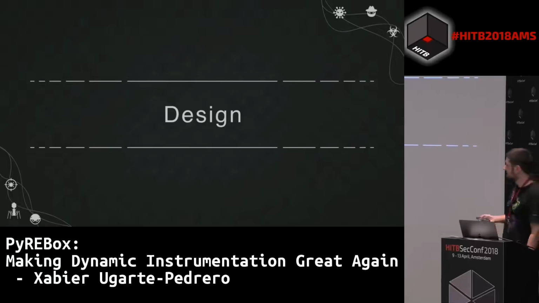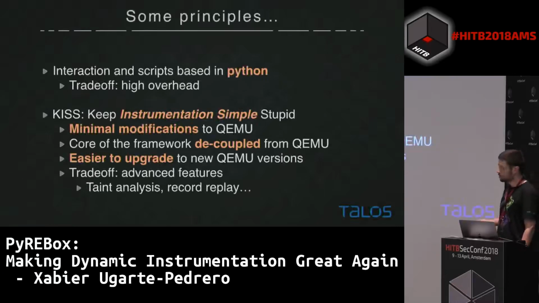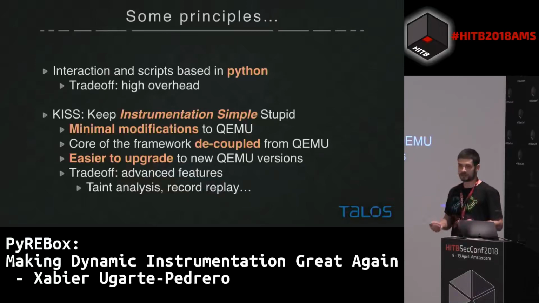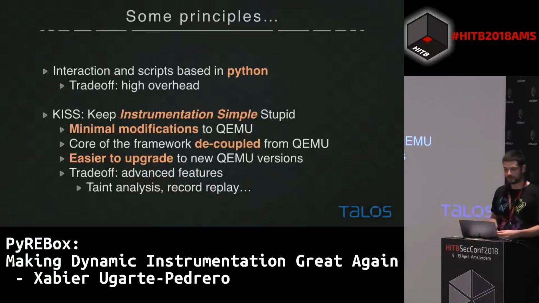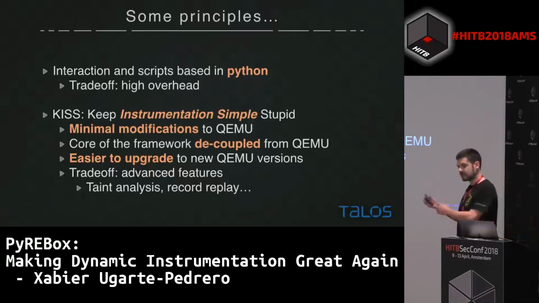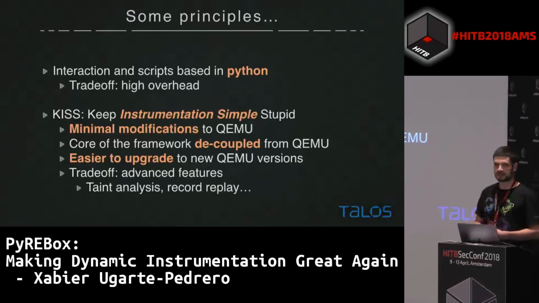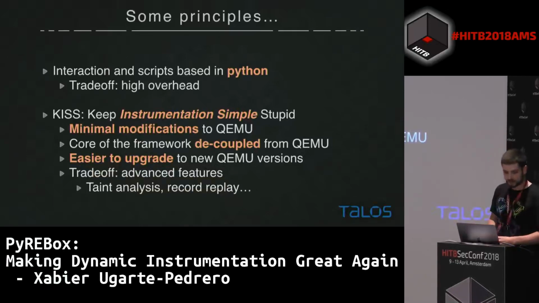So let's jump into the design of the tool. First, there are some design principles that I followed. First, I wanted the interaction and the scripts to be in Python, not in C or C++. But this has a trade-off, that Python has a high overhead compared to C or C++ that is compiled to native code. So this has an impact, and we will see later that I made certain decisions in order to mitigate this overhead and to try to make this trade-off a bit better for the user.